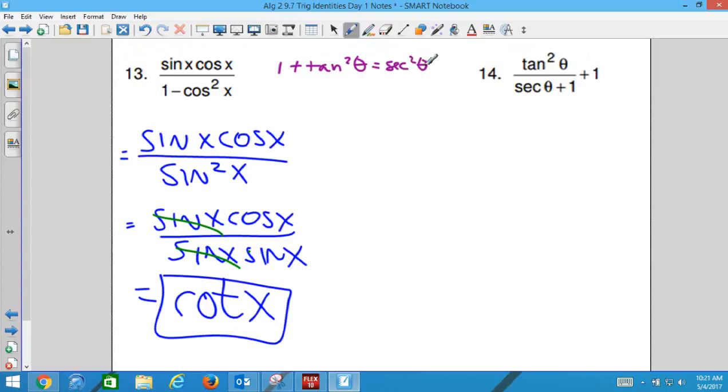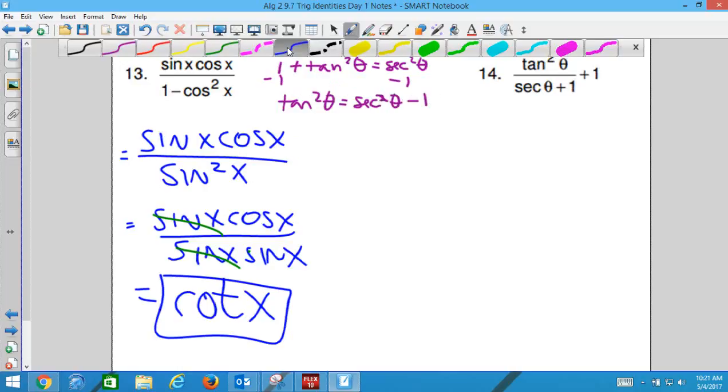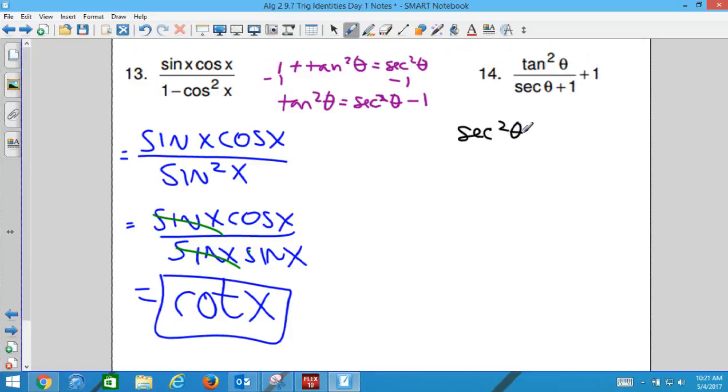Okay, so on top I have tangent squared theta. If I subtract 1, tangent squared theta is equal to secant squared theta minus 1. So I'm going to replace my top with secant squared theta minus 1, and then I have secant theta plus 1, and then that plus 1. I'm doing that because I can foresee how this is going to go, because I'm the teacher and I've done it a lot. You'll see why in the next step.